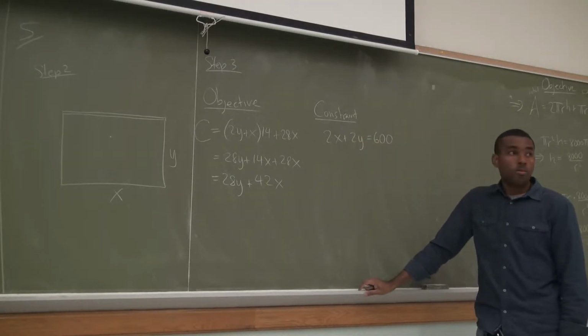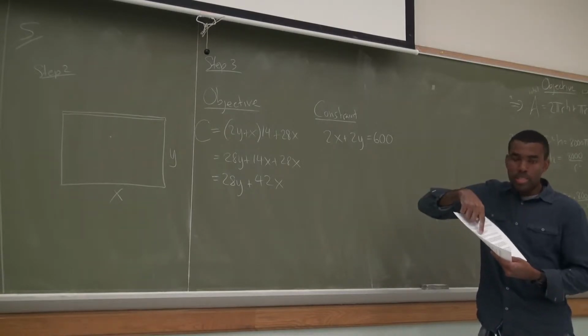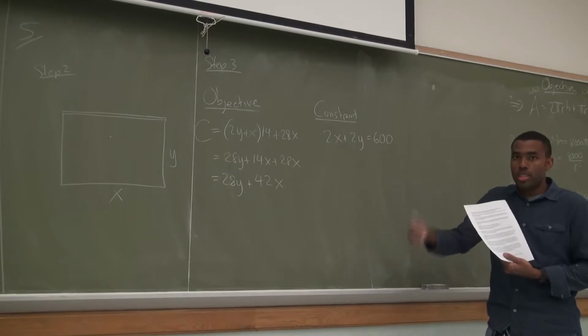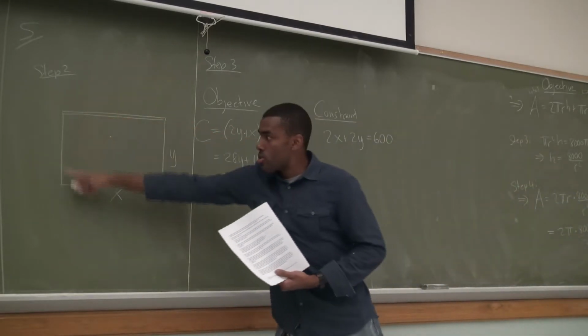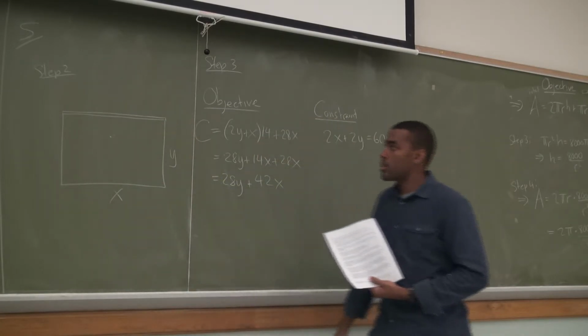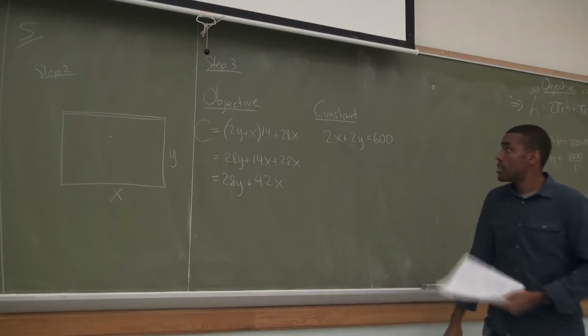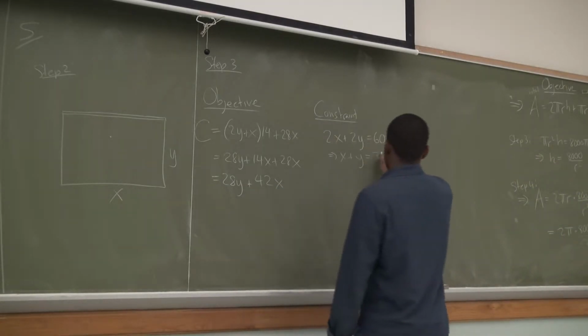Asking for perimeter cost. How do you know it's a perimeter? Because the units mentioned are feet, not feet squared, not feet cubed, so it's not a volume or an area, it's a length. They're telling you the length around this is 600. So 2x plus 2y equals 600, or x plus y is 300.